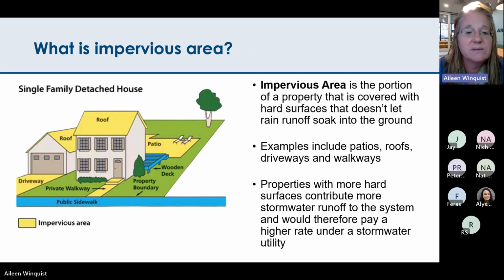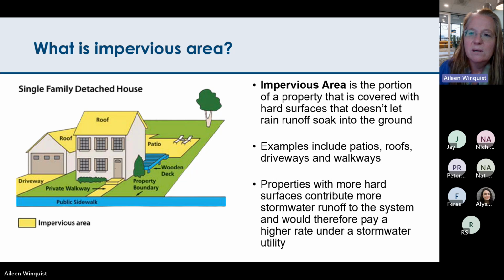So again, what is impervious area? It's just the portion of a property that's covered with hard surfaces that don't let water run off or soak into the ground. So, for example, patios, roofs, driveways, and walkways. And so properties that have more hard surfaces will generate more stormwater runoff to the system, and would therefore pay a higher rate under a stormwater utility.